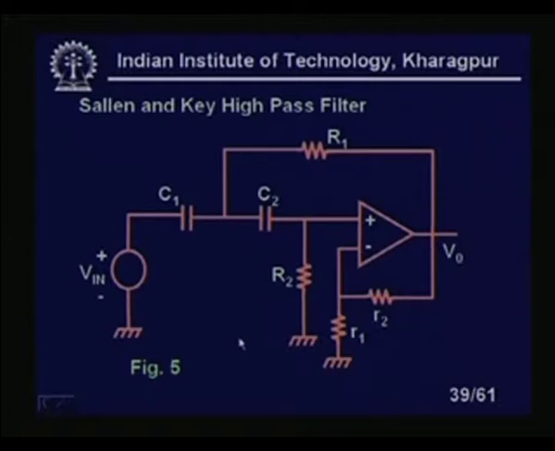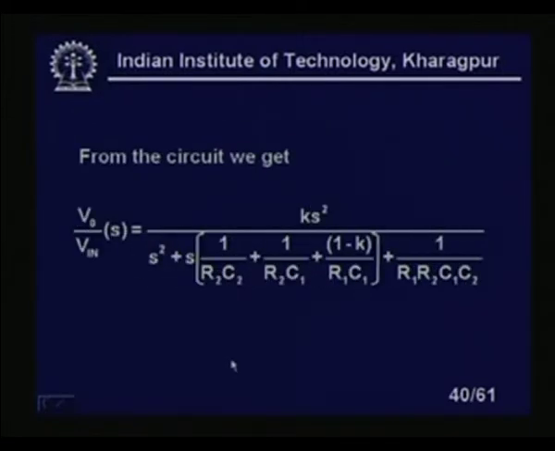You will find that whatever the prescribed pole frequency we have asked for, we may not achieve that particular frequency. We need a little tuning, because the sensitivity of this type of structure is quite high. Now, from the circuit we can write the high pass transfer function V naught by V in s equal to k s square upon s square plus s times 1 upon R2 C2 plus 1 upon R2 C1 plus 1 minus k upon R1 C1, plus 1 upon R1 R2 C1 C2.